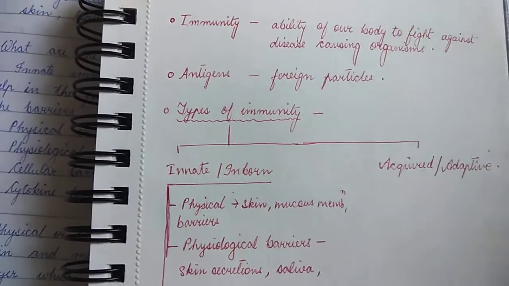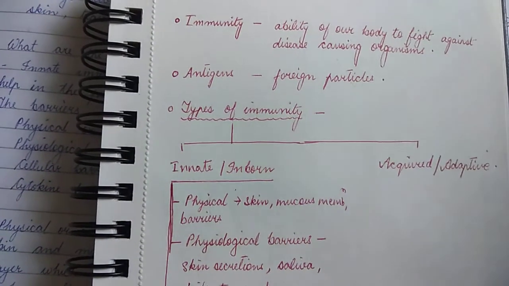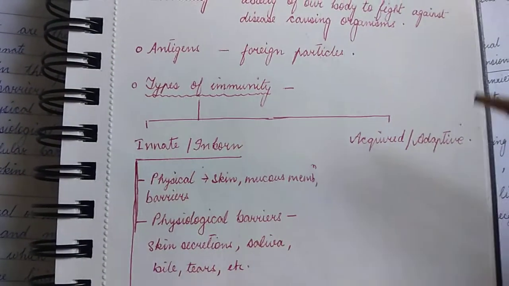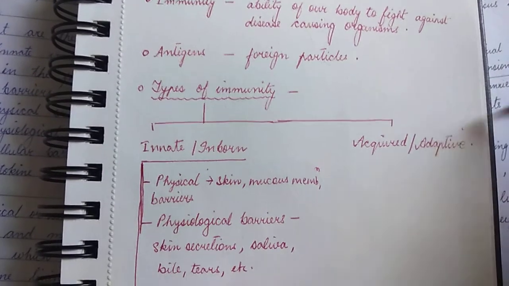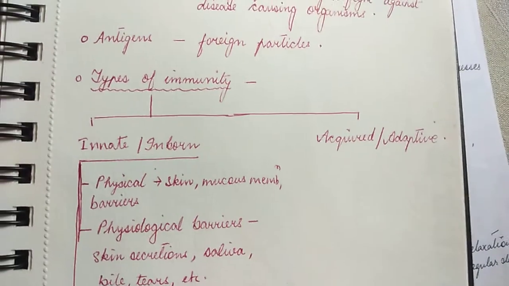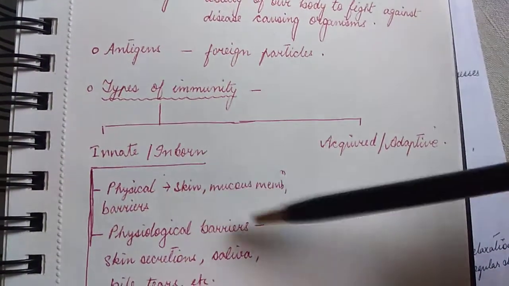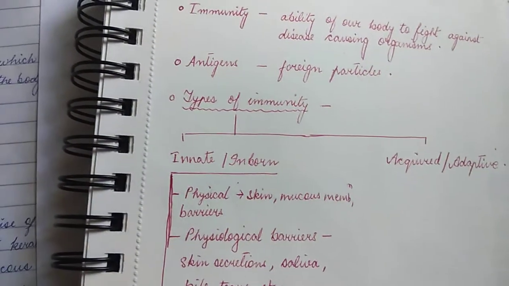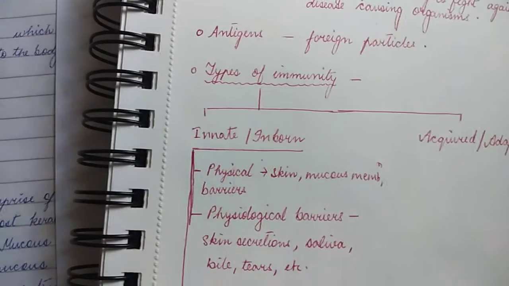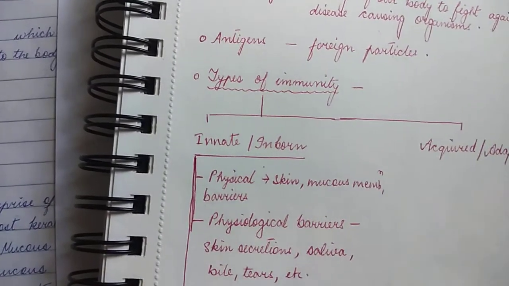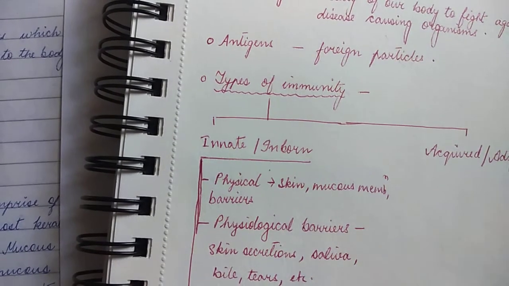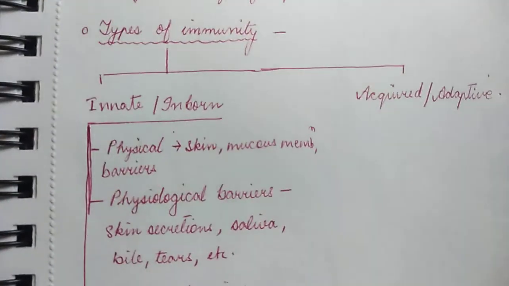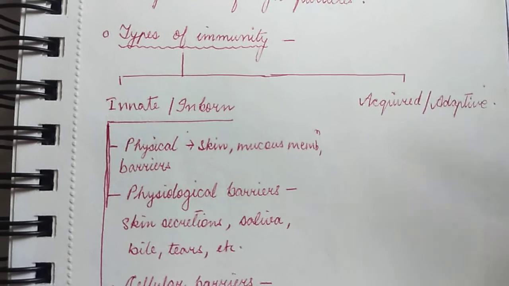Types of immunity. Immunity can be categorized into two types, that is innate immunity and acquired immunity. Innate immunity is a non-specific immunity which is present at the time of birth. It comprises all those defense mechanisms with which an organism is born and which are always available to protect a living body. So let us see what they are. What are the barriers which are provided by the innate immunity?